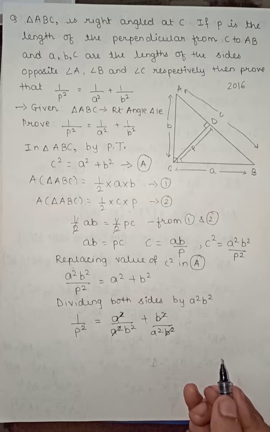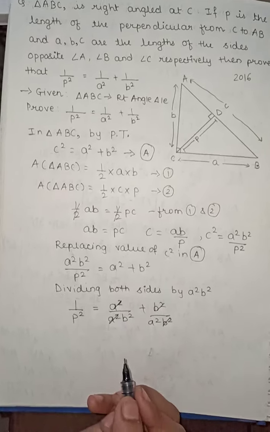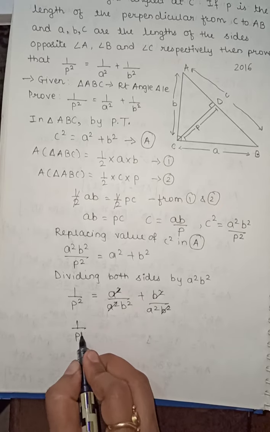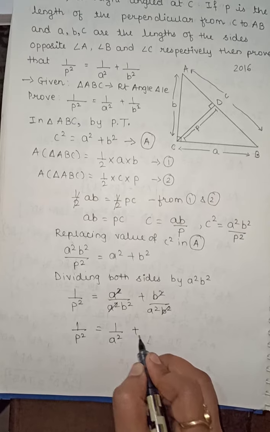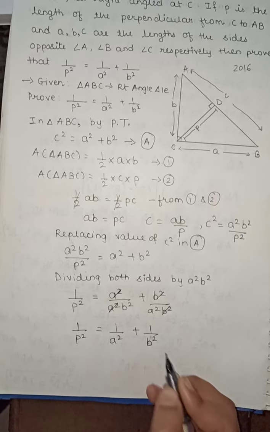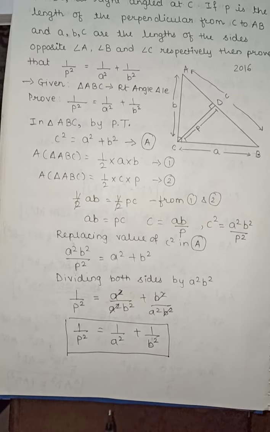Now can I cancel them out? Yes, because they are into division in their own term. Yes. So 1 by P square is equal to, I want A square term first, so I will write it first, whereas B square term second, so I will write it second. So this is your equation that is to be proved.